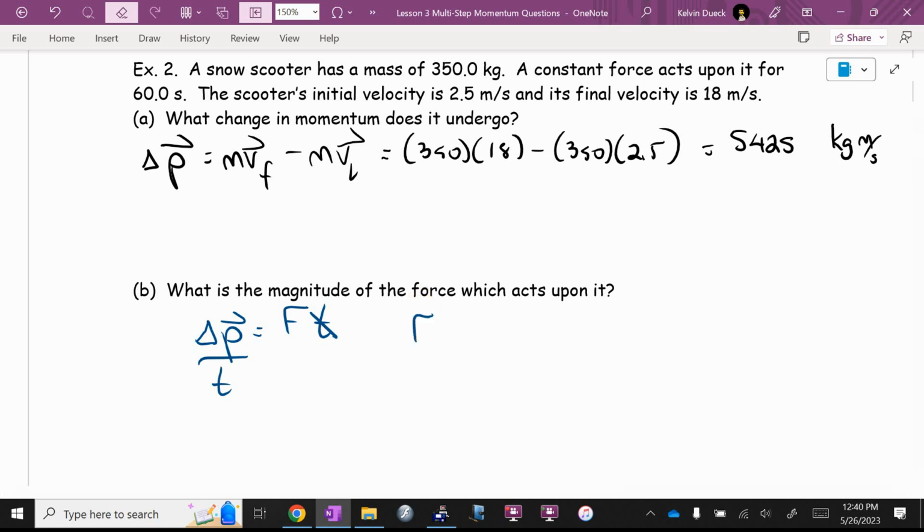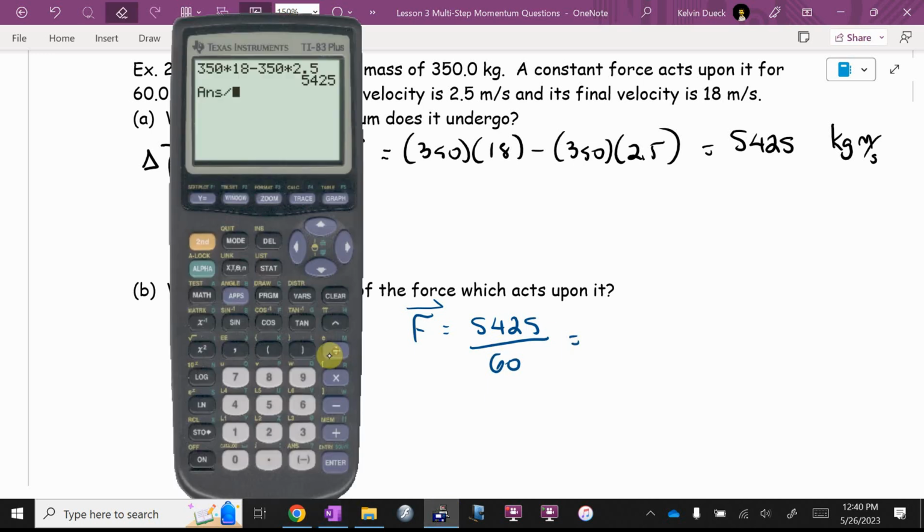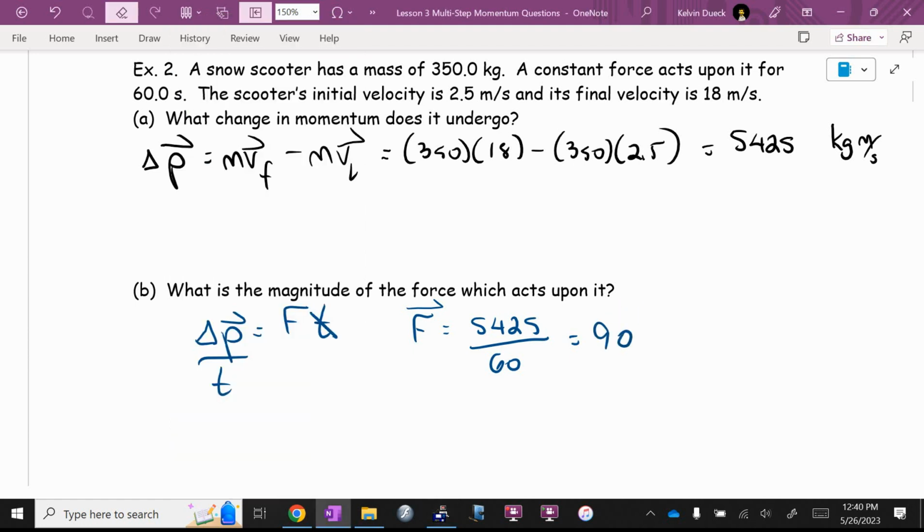But what I would do is say, the fact that I know the impulse, the answer is going to be 5425 divided by, what was time? 60. In fact, I can go answer button divided by 60. Force is 90.4 newtons. And if you went F equals MA and found A, you would have got the same answer. But one line versus 3 or 4.